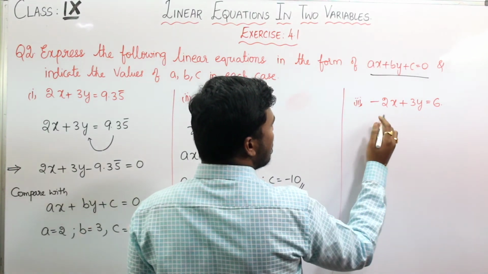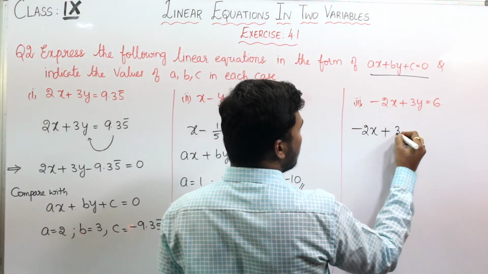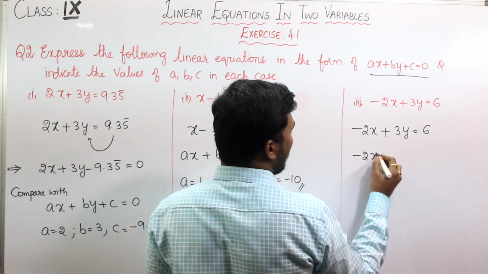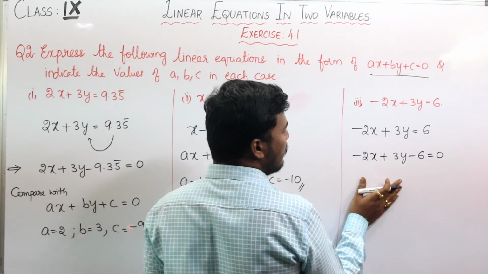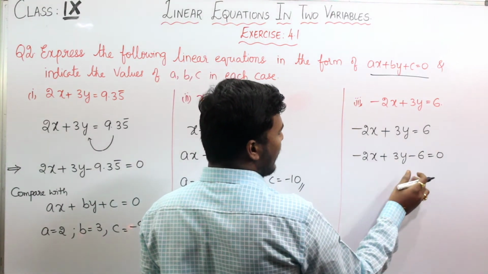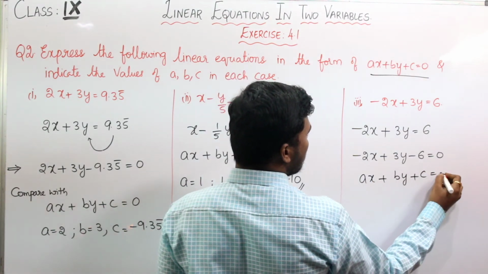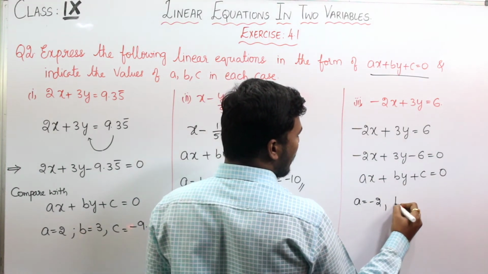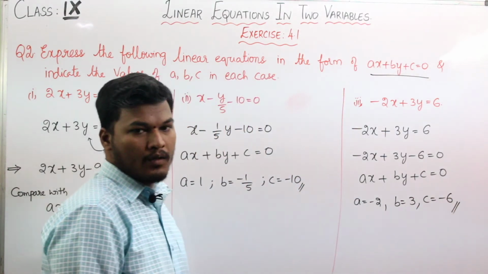Now the third problem, that is minus 2x plus 3y is equal to 6. Now here this is not in the proper form, right? First let us write the given expression, that is minus 2x plus 3y is equal to 6. Shift this 6 here, then it will become minus 2x plus 3y minus 6 is equal to 0. Now this is in the standard form. So now compare it with ax plus by plus c is equal to 0. On comparing we will get a value as minus 2, b value as 3 and c value as minus 6. Okay.